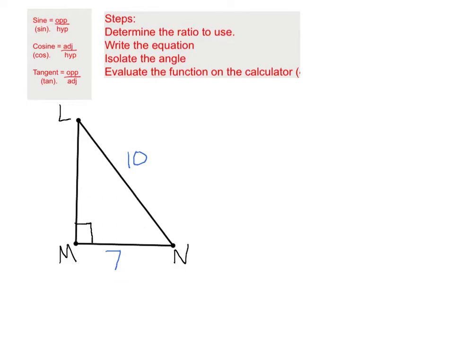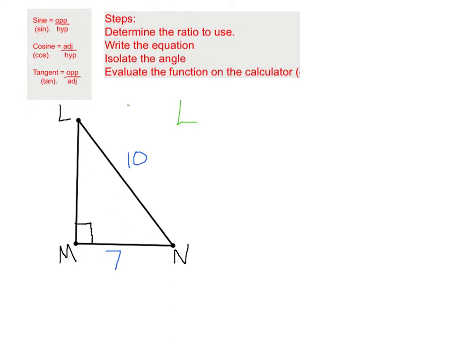Okay, we're going to do one more example from this section. So here's what we've got. We need to find L and N. Let's start with angle L again. If we follow our steps here, the first one is which ratio are we going to use? We have opposite and hypotenuse. Okay, so we want sine.